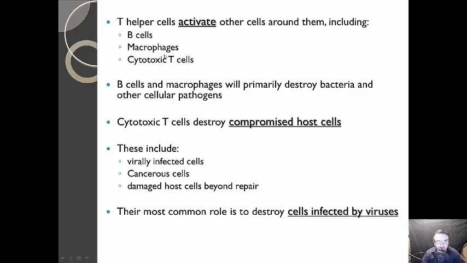So it's kind of a cyclical effect in which the response actually increases the response further. But helper T cells are key in that they're going to set off the reaction with all the other cells. So at this point, then they go on to activate some of the cytotoxic T cells. Cytotoxic T cells go on to destroy virally infected cells or compromised host cells. So compromised host cells would include virally infected, cancerous cells, or even damaged cells.